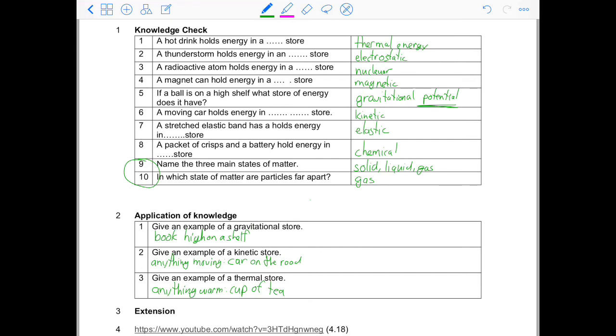And for the application of knowledge questions, anything that's high can work for question 1. So I have a book high on a shelf, but anything that's high up will work. So for question 2, anything that's moving, for example, a car on a road. Because it does say give an example, you need to give some kind of example. It doesn't matter what that example is, but an examiner would need to know that you do understand what that thing is. And an example of a thermal store, so anything warm, so a hot cup of tea or a cup of hot cocoa or whatever, bowl of soup, a radiator that's on, anything like that.